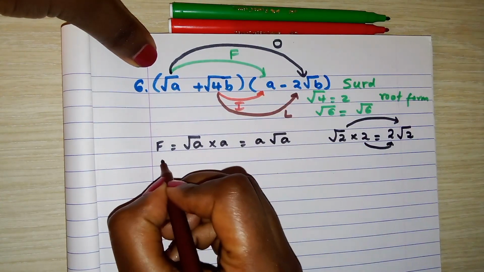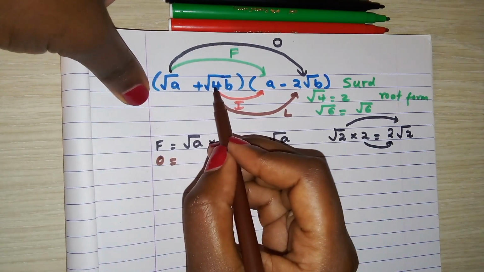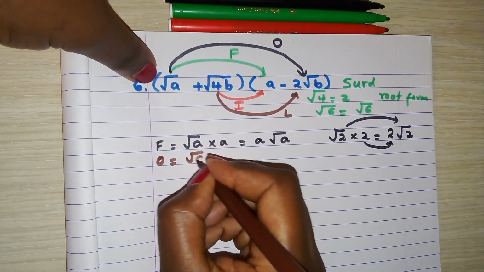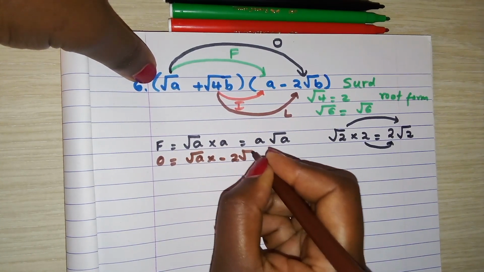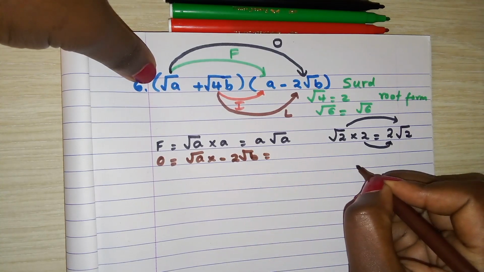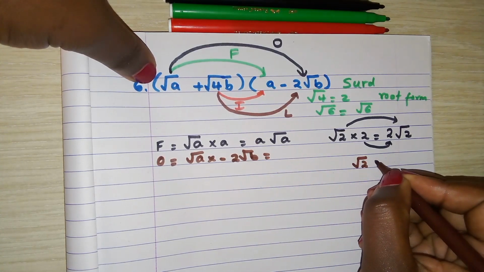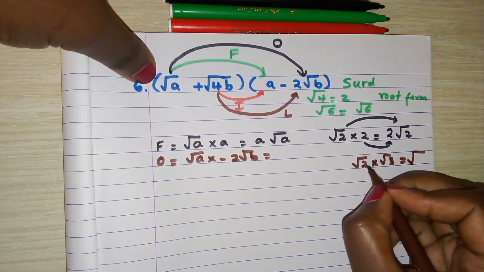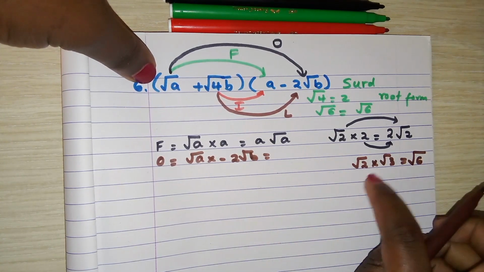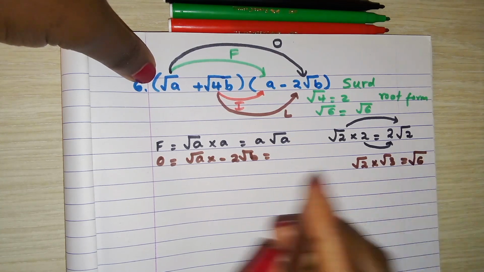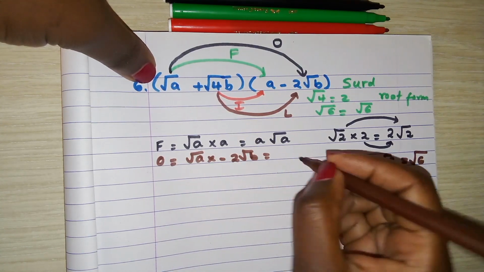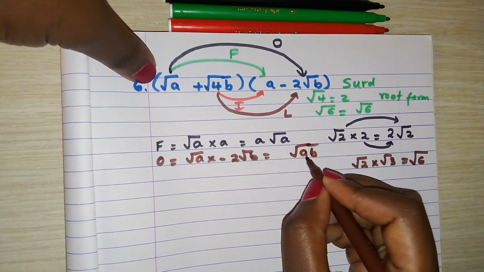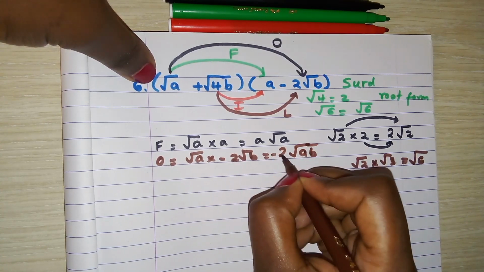Then we go to O. So O is root a times negative 2 root b. So once again here, if we have root 2 times root 3, this one can be combined to 2 times 3 is 6. So you just multiply the two roots and you put the root sign. So we have a and b, that becomes ab. A times b is ab, and then you put the minus 2 outside.